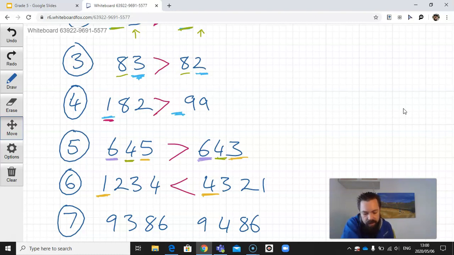I'm going to look at my thousands first. Those are the same. So I need to look at my next biggest, which is my hundreds. Those are different. I don't need to go any further. I can see that 4 on the right is greater than 3 on the left. And so there I go. Put in my relationship sign, the open part facing the side that has the bigger number. And so I read that 9,386 is less than 9,486.